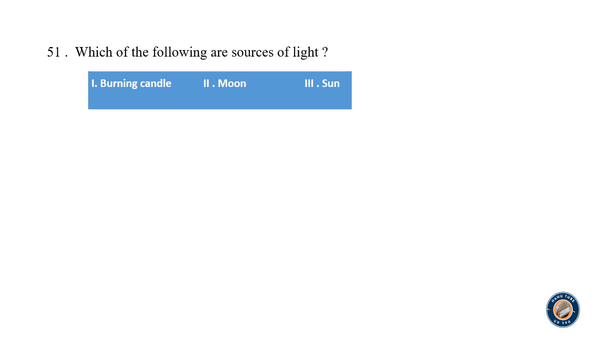Question number 51. Which of the following are sources of light? 1. Burning candle, 2. Moon and 3. Sun. A. 1 and 2. B. 1 and 3. C. 2 and 3. D. 1, 2 and 3.